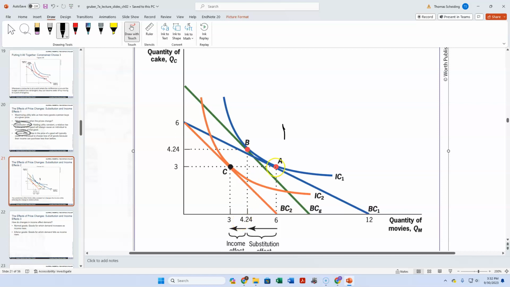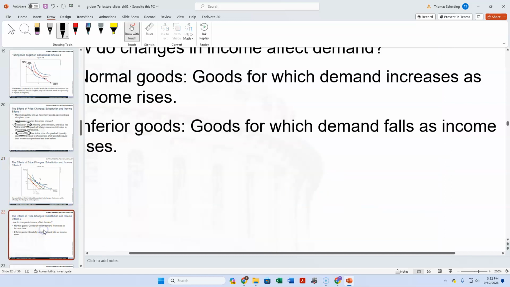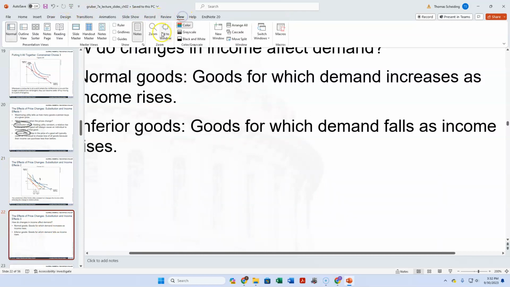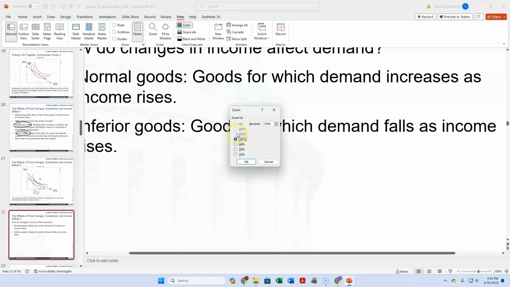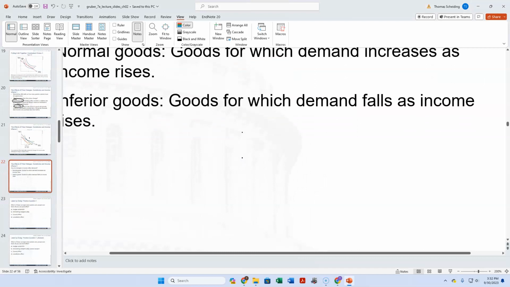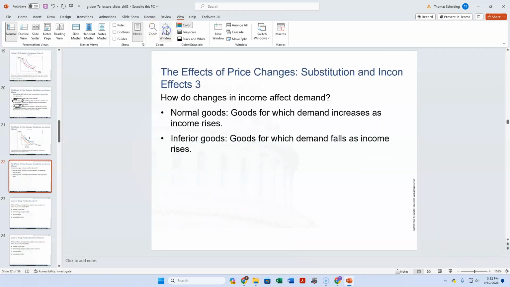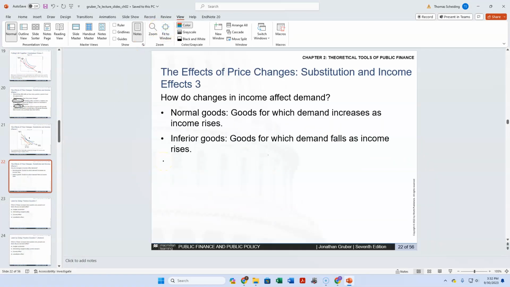Such that on the demand curve, we see A to C as the total movement, but we can break it down again into substitution effect and income effect. And so that's what we see right here.